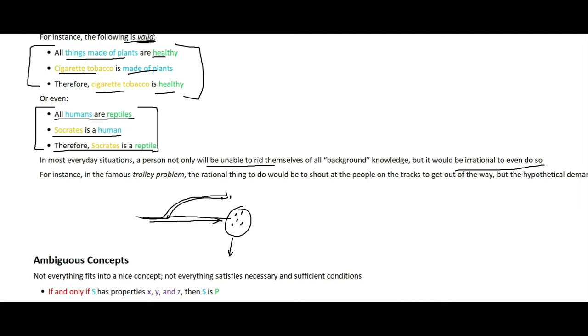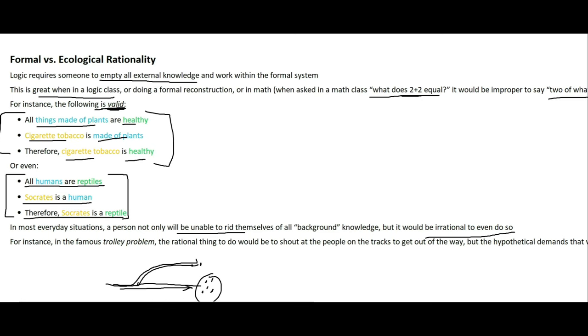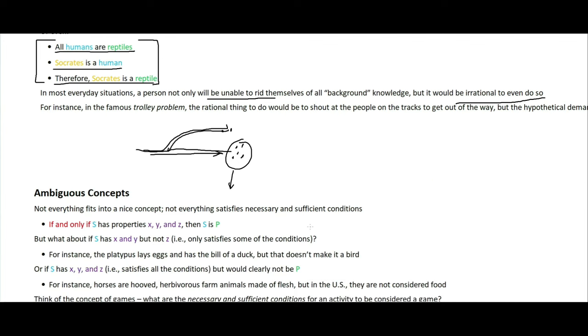But in an everyday situation, the logical thing to do would obviously be to shout at the five people because then you would save all six people rather than having to choose between killing one person or allowing five to die. And so essentially what it's saying is that formal logic has to get rid of all this background knowledge. And so that is not always the rational thing to do. And so formal logic is not always perfectly rational.